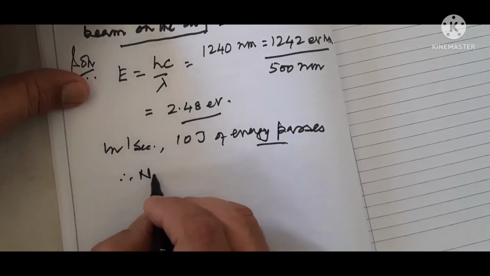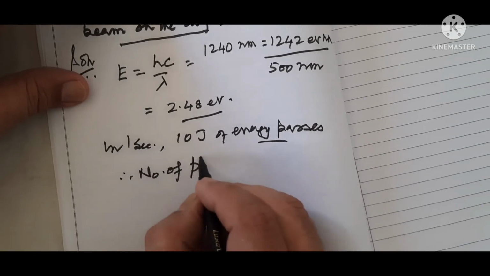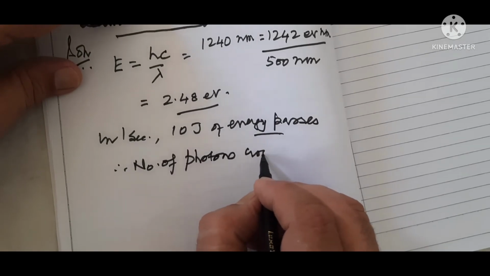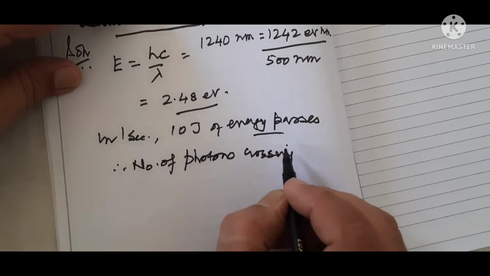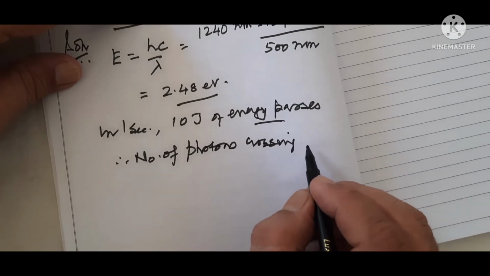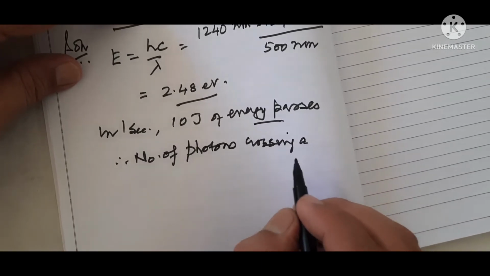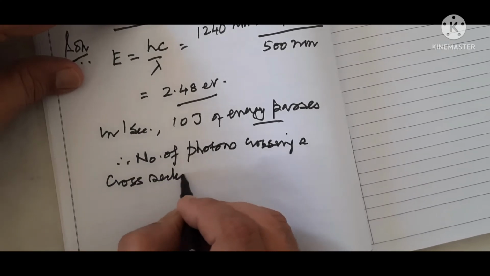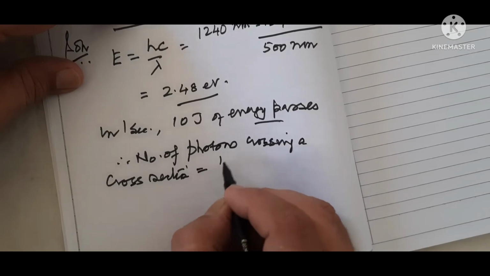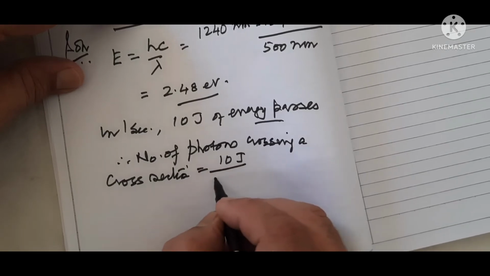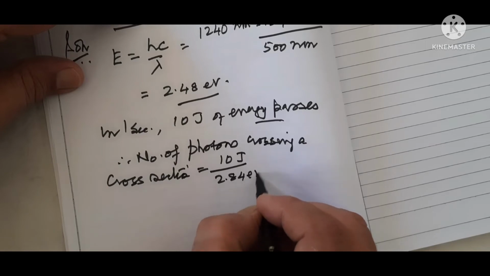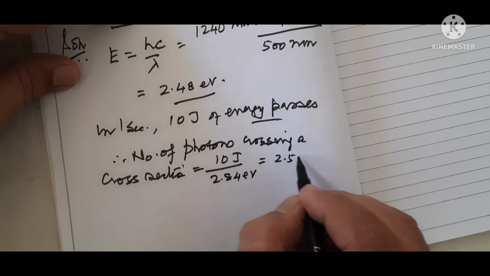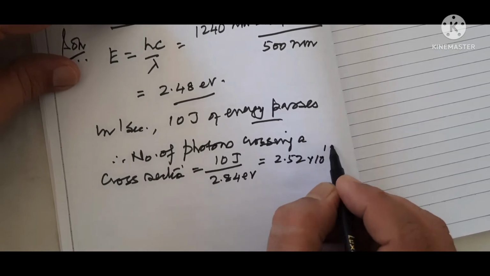Thus, the number of photons crossing a cross section, that is what we were asked. It is equal to 10 joule by 2.84 electron volt. So how many photons will it be here? 2.52 into 10 to the power 19.